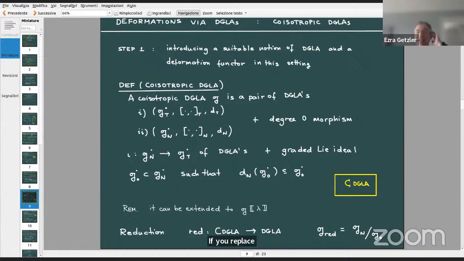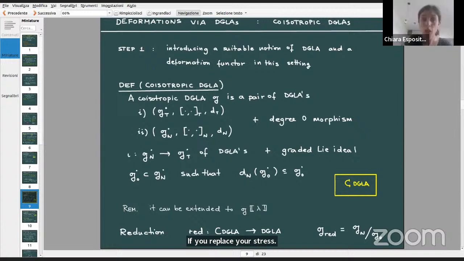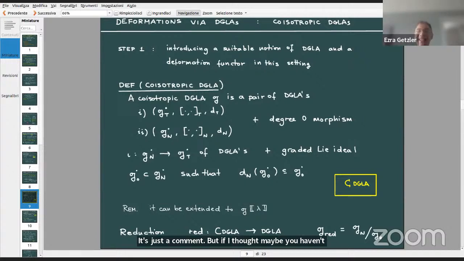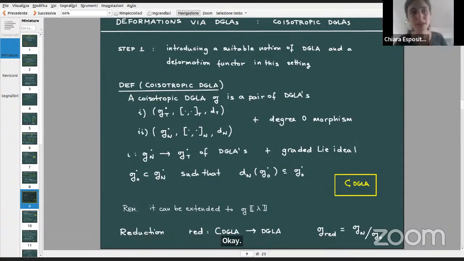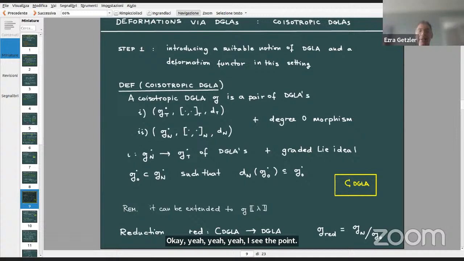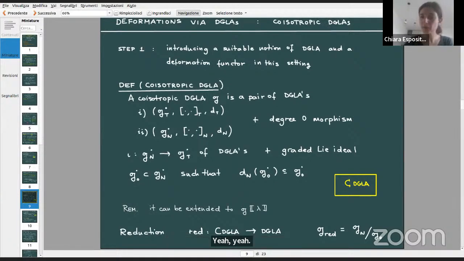That's all. It's just a comment. It's very interesting because reduction of coisotropic DGLAs, in the way I will comment on more, preserves quasi-isomorphisms. But surjectivity is not preserved. Yeah, I see the point. That was my point. And so it becomes harder to understand. Yeah, I understand. Okay, I'll just leave that thought in the air. Maybe we can talk about it. Thanks. Yeah.